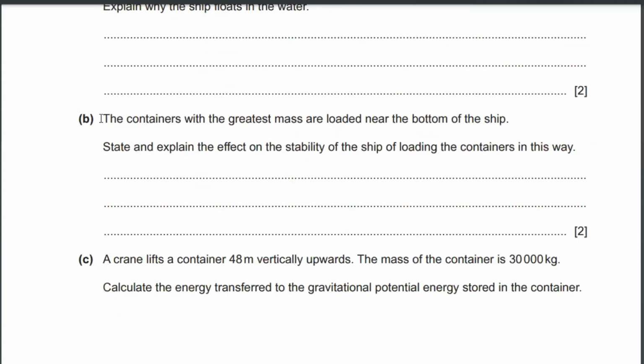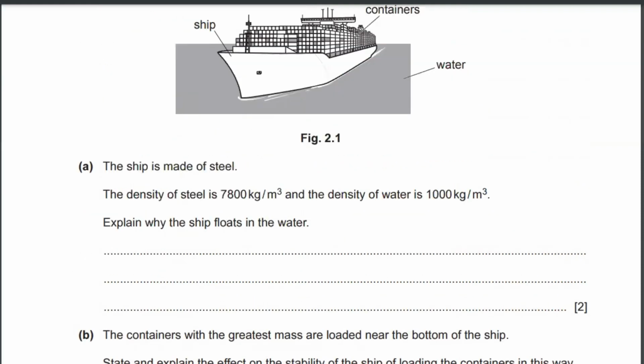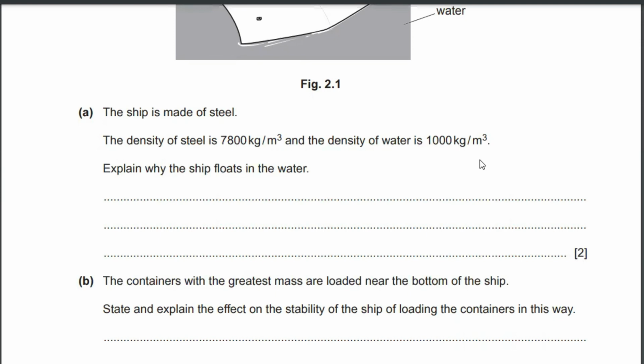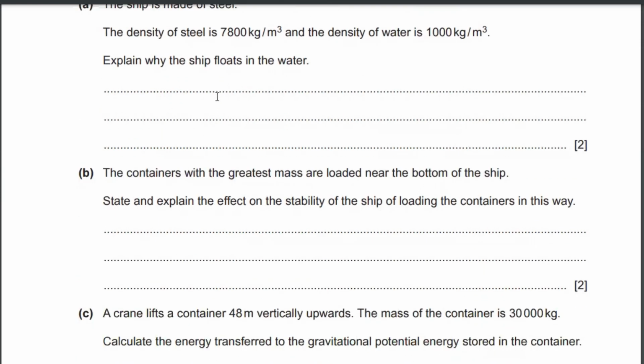The next question is, the containers with the greatest mass are loaded near the bottom of the ship. State and explain the effect on the stability of the ship of loading the containers in this way. So let's say this is a ship and the heavier boxes are placed in this section. The lighter ones are placed on top. This is done because it will lower the center of mass of the whole ship. Just as we can decrease the average density of the ship, we can also decrease the overall center of mass of the ship just by putting most of the mass at the bottom of the ship. So this increases stability because it is much closer to the surface of the water.